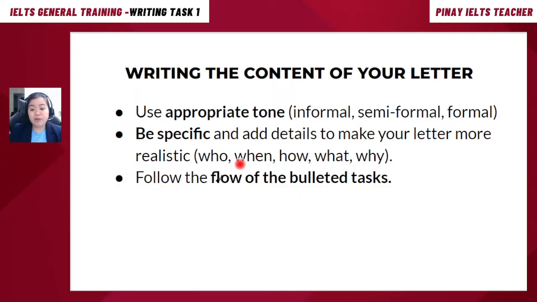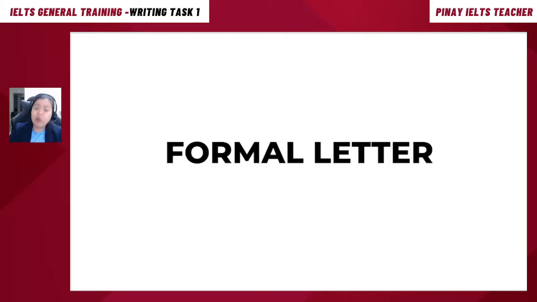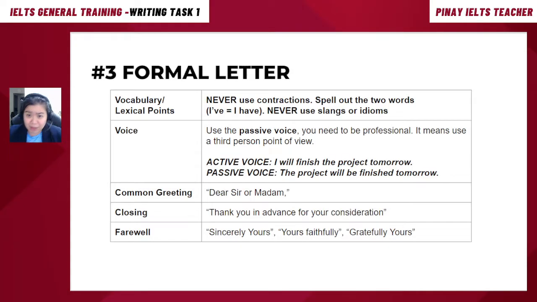Okay, follow the flow of the bulleted task. This is also for your coherence and cohesiveness as well as task achievement. Because if you are able to follow the bulleted task, it means you were able to achieve all the tasks given to you, which is for your task achievement. And you were able to structure it in a very organized manner, which is for your coherence and cohesion as well. So guys, always follow the flow of your bullet points on your given task card. And later, let's take a look at that. But for now, let's discuss some elements of the formal letter.